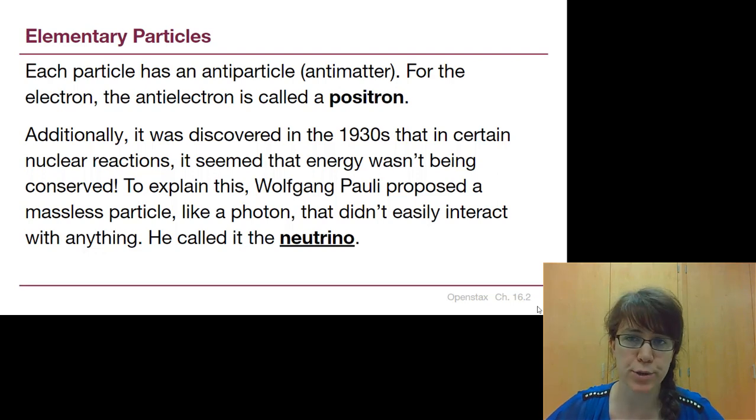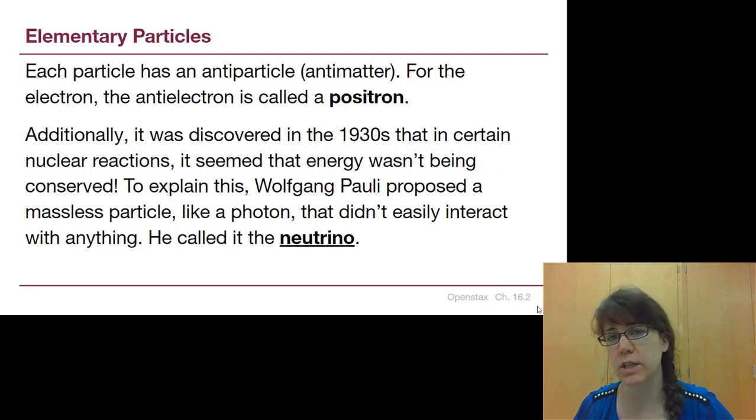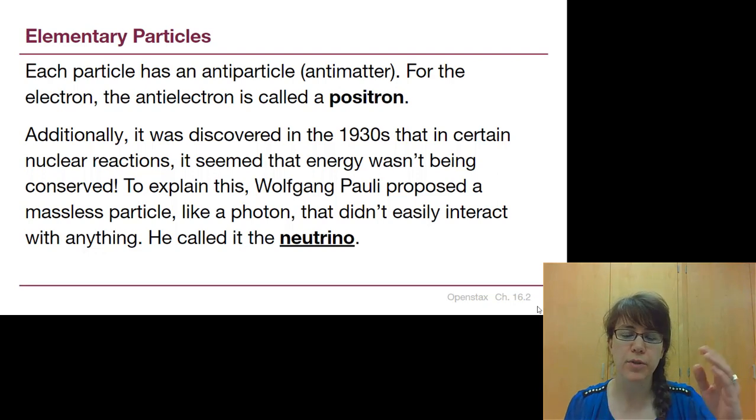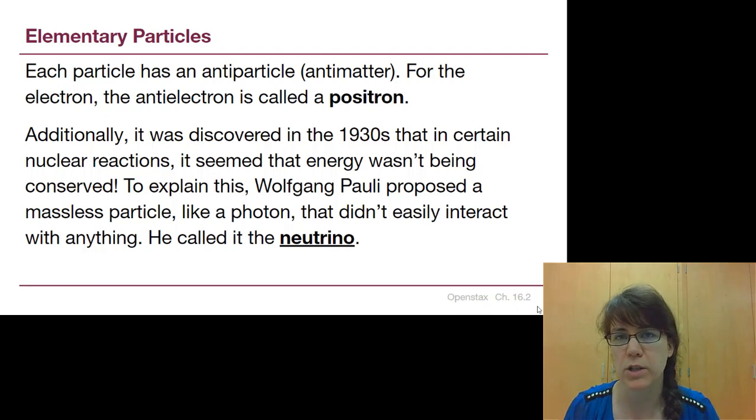And that's what happens if we have matter find its antimatter pair. The only one that we're going to introduce here is for the electron. The anti-electron is called a positron. And we'll see in a couple of slides why we wanted to all of a sudden introduce it here, because we need it.